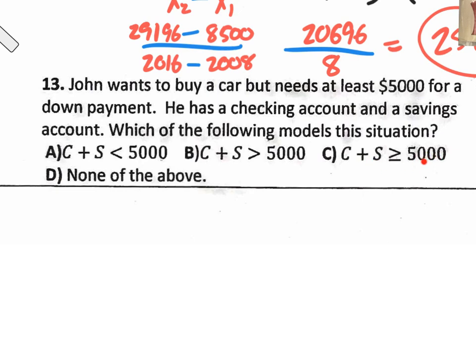Because if he has exactly 5,000, he's good. He could put that money down as a down payment, $5,000. So it is greater than or equal to. So when it says at least, that means greater than or equal to. When it would say at most, then that would be less than or equal to. So please keep that in mind. Your answer to this one is C.